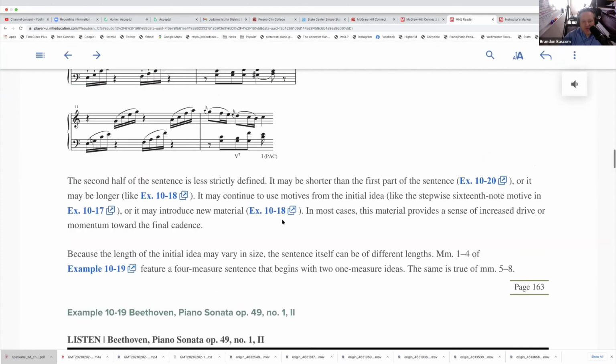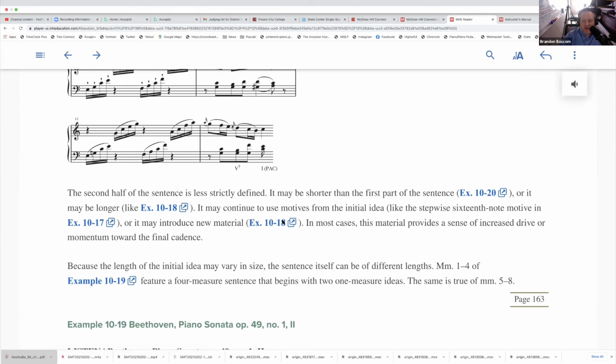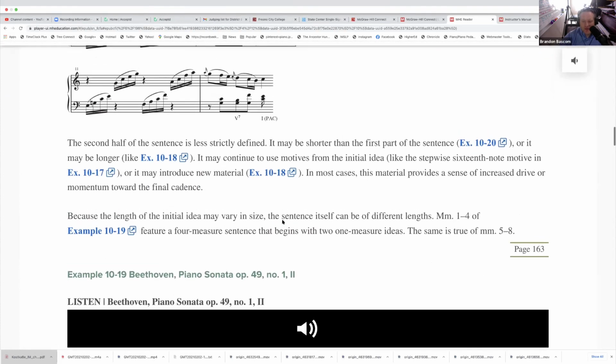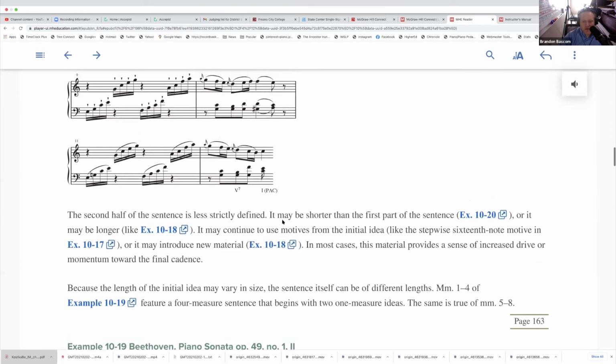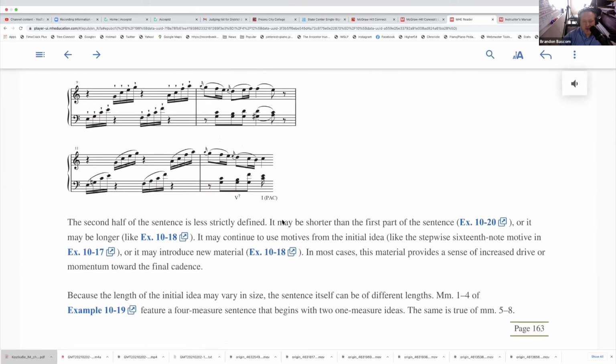Let's see what the book says. So it says the sentence can be of different lengths. So measures 1 through 4 feature a 4-measure sentence that begins with 2-measure ideas. The same is true of measures 5 through 8. I don't see how that's different, though, because those are both 4 measures. Pete, ask your question again.